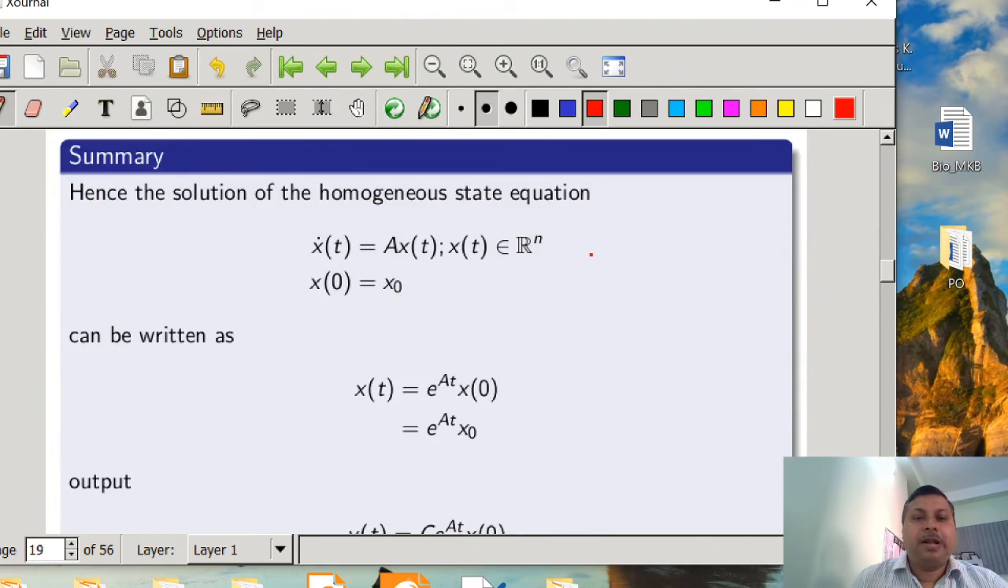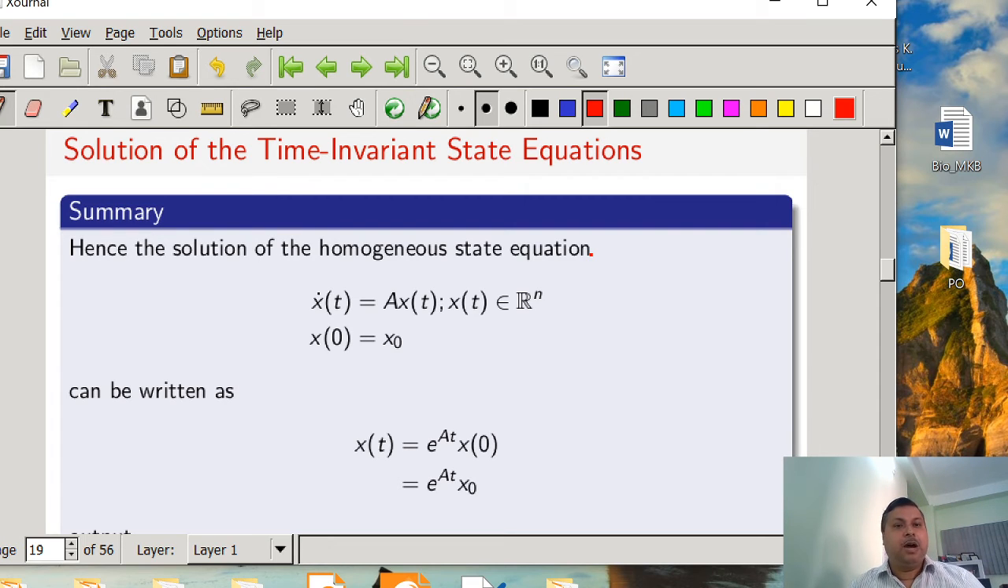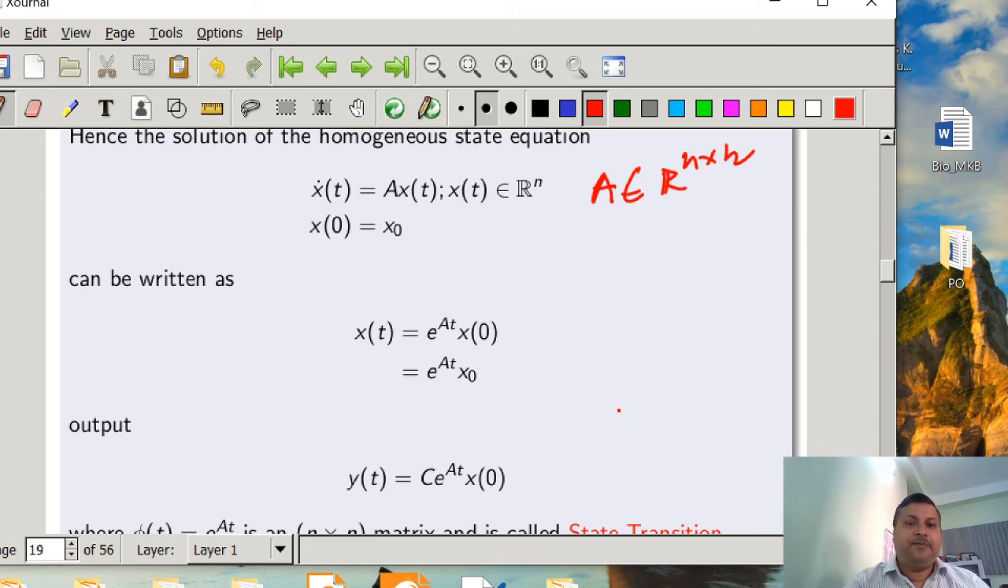So now we will summarize what we have discussed till now. Suppose we have a homogeneous state equation which is linear time invariant, that is x dot(t) equal to A into x(t), where x(t) belongs to R^n, so definitely A will be an n by n matrix, and the solution can be written, that is x(t) is equal to e to the power At x naught. And if we want to calculate the output, we know that y(t) equals, so here I have missed the output equation, you can write output y(t) equal to C into x(t).